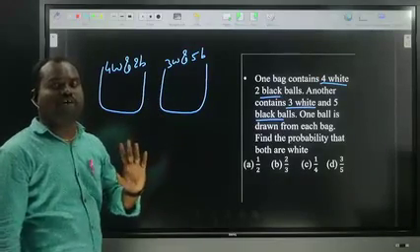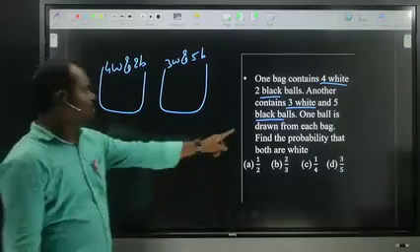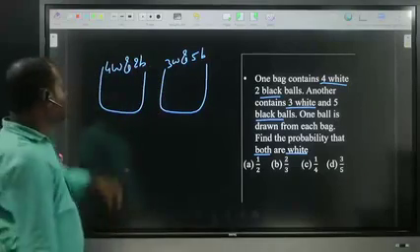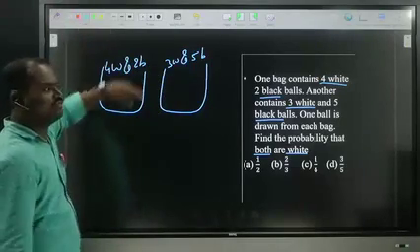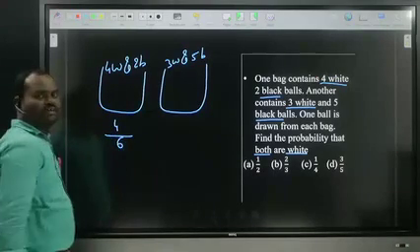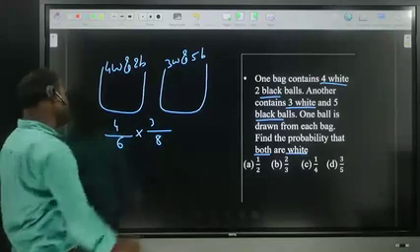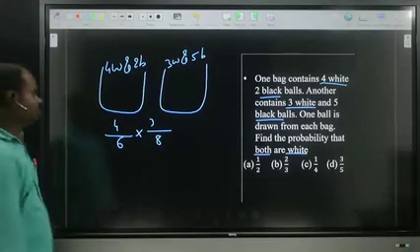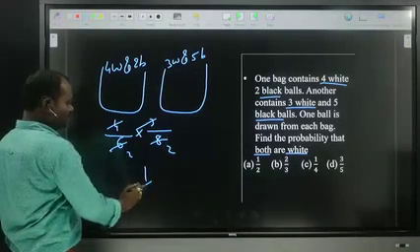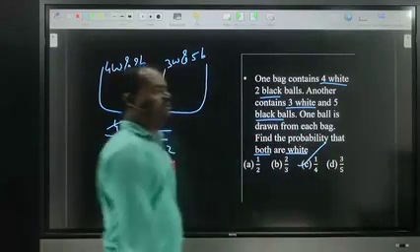Between the first bag and the second bag we should multiply, because we want both white. From 6 balls we take one, and that one should be white, and from 8 balls we take one, that is also white. So 4 by 6 into 3 by 8. Any cancellation? 4 twos, 3 twos. So the answer is 1 by 4. Answer is option C, 1 by 4.